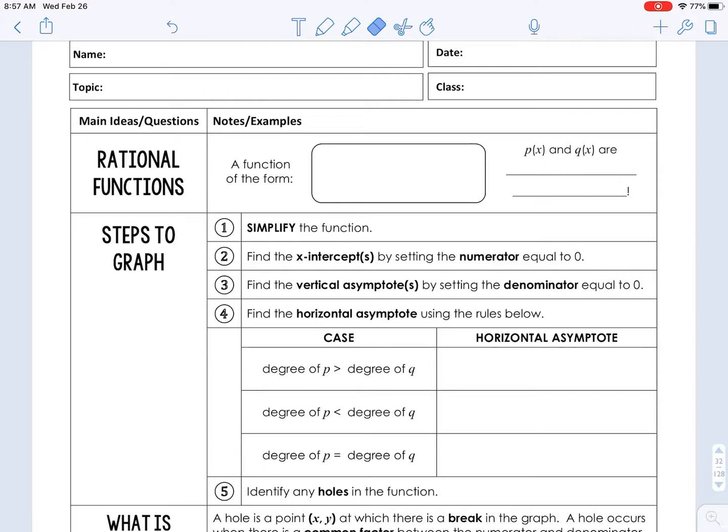So, rational functions: a function in the form of f of x is equal to p of x over q of x. So, this is when we have a polynomial divided by another polynomial, which makes it a rational function. P of x and Q of x are polynomials. And, just a plus, Q of x cannot equal 0, okay?